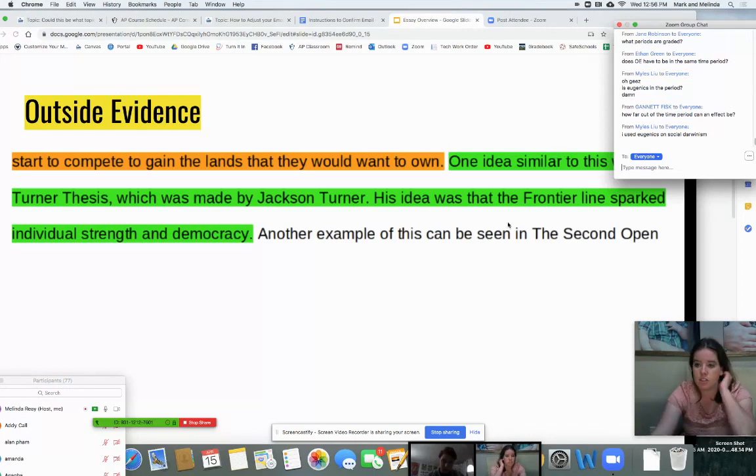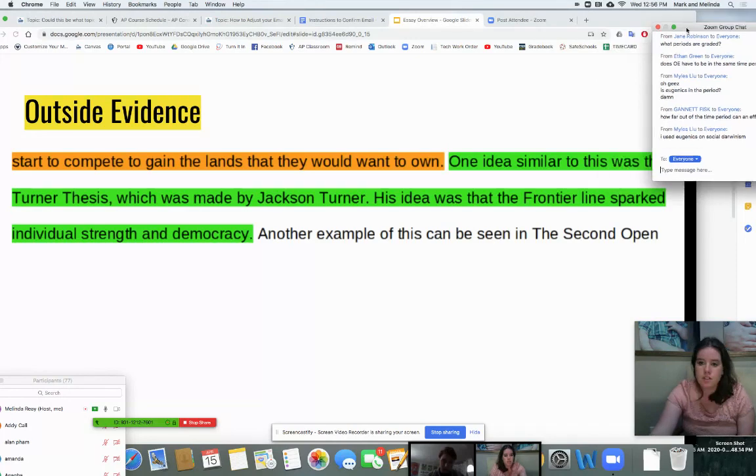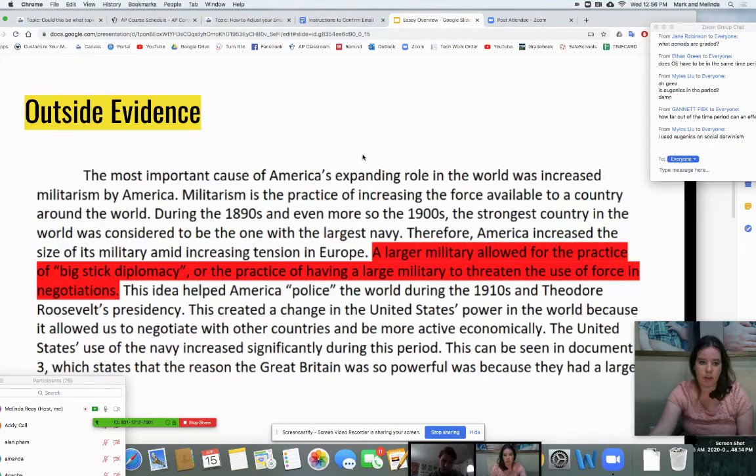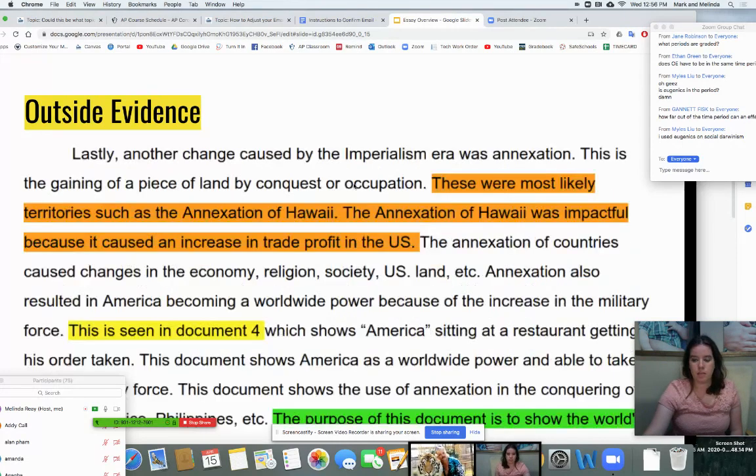We're almost done though. Anyways, on this one with outside evidence, you can see that they throw in the Turner thesis, but again, what is its meaning? Is it an example of a cause? Is it an example of an effect? You can't just throw a term in there. Make sure that you explain it well enough. Another thing is you can't just mention a topic. If you notice, it says big stick diplomacy right here, and it's only a single sentence long. Make sure it's between 2 to 3 sentences long to be able to get the point on that.